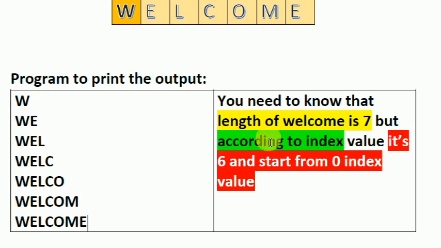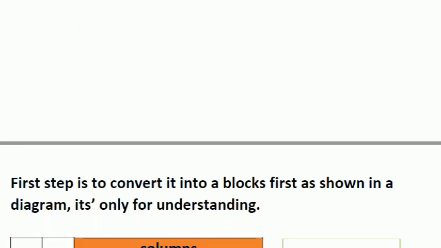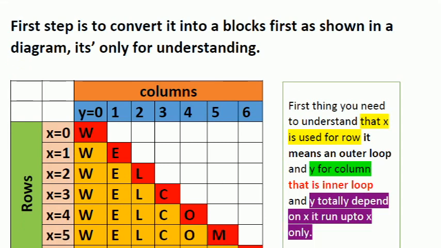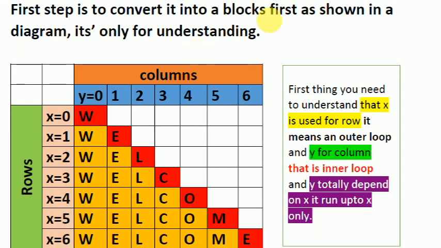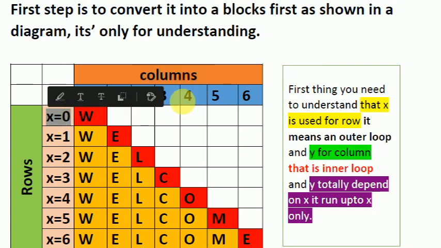Let me explain this again with the help of a diagram. And here is the diagram. I put everything in a diagram so that you can understand it. One important thing that is needed: first, you need to convert that into blocks, like this I have shown. On one side I have written the rows. Here I have written the columns, X, and there is Y. So what is X and Y?